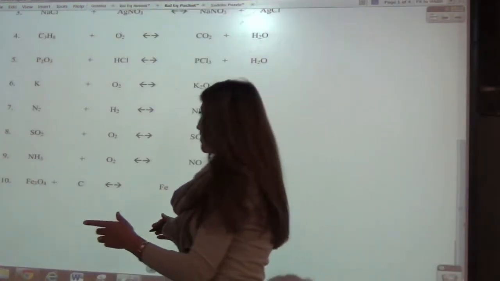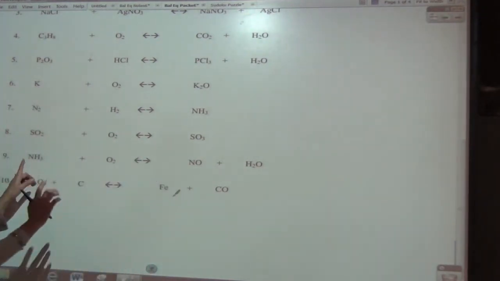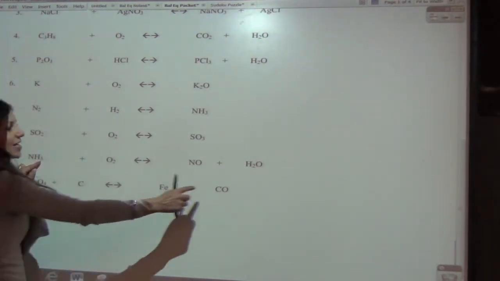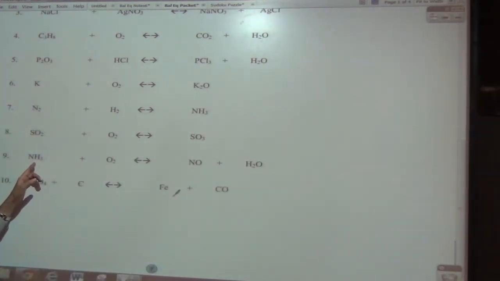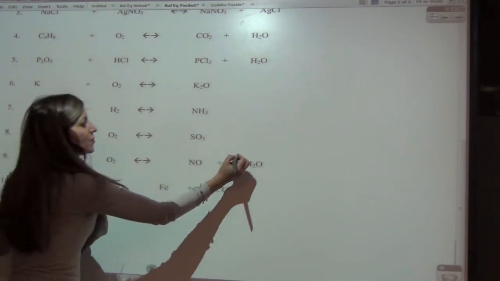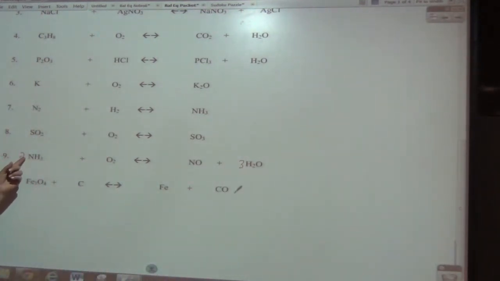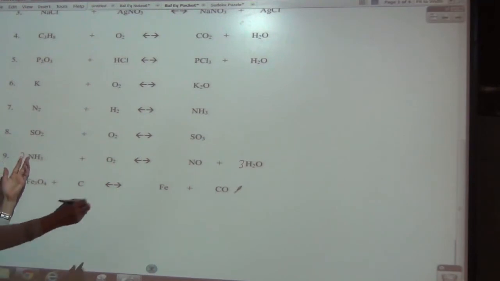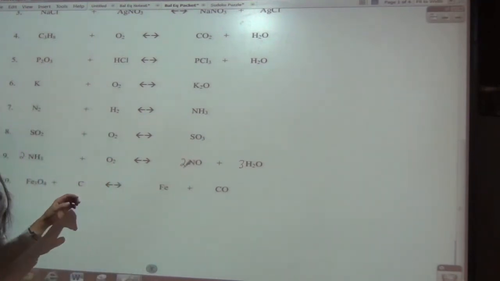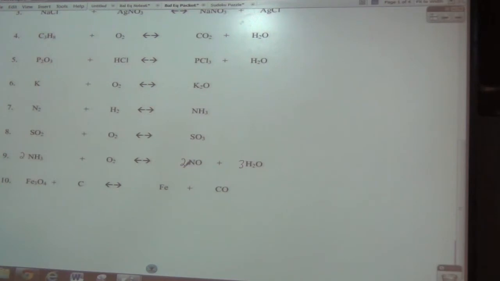All right, so for number 9, I've got 1 N, 1 N. So that's fine. I've got the 3 H's and the 2 H's. So a 3 and a 2, I'm going to change my odd to even. So I'm going to make this one a 2, and that makes it 6, which means I need a 3 there to make that 6. My N's are now changed. So now I have 2 N's, so I need a 2 in front of that one. My N's and my H's are now fine.